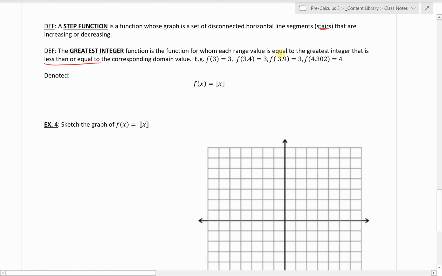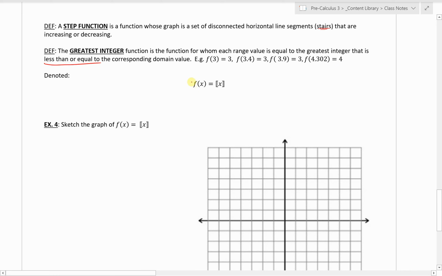The greatest integer that is less than or equal to 3.9 is also 3, right? So as the domain value gets larger, you can stick with the same range value until you get to the next integer. Once you cross over 4, now the greatest integer that's less than or equal to 4.302 is 4. Okay? And we're gonna draw a graph of it and see it in a minute here.